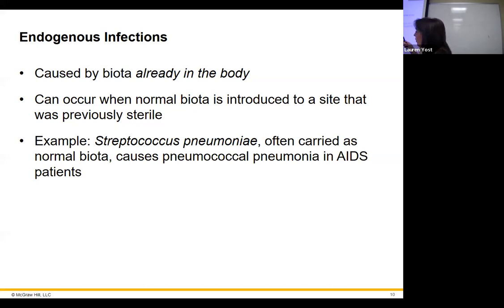Strep pneumoniae is pretty ubiquitous, and it causes a lot of different kinds of diseases. And it's pretty dangerous. It is the leading cause of bacterial meningitis. If you know anything about bacterial meningitis, you know that it's no joke. It's a very dangerous, very serious disease.